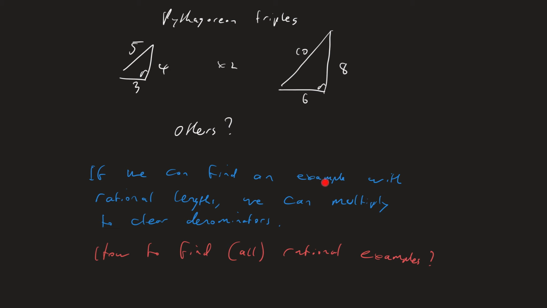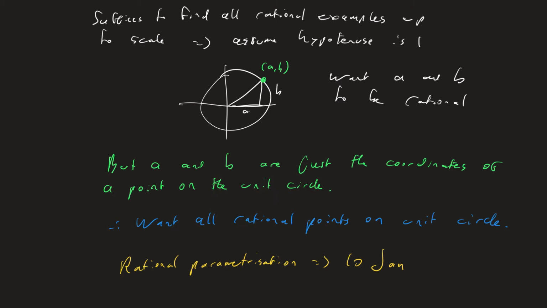If we find a right angle triangle which has got rational lengths, then we just have to multiply by a sufficiently large integer to clear the denominators and get an example of a Pythagorean triple. Therefore, we can ask the question, how can we find all rational examples of Pythagorean triples? It suffices to find all rational examples up to scale, so we assume that the hypotenuse has got length 1.